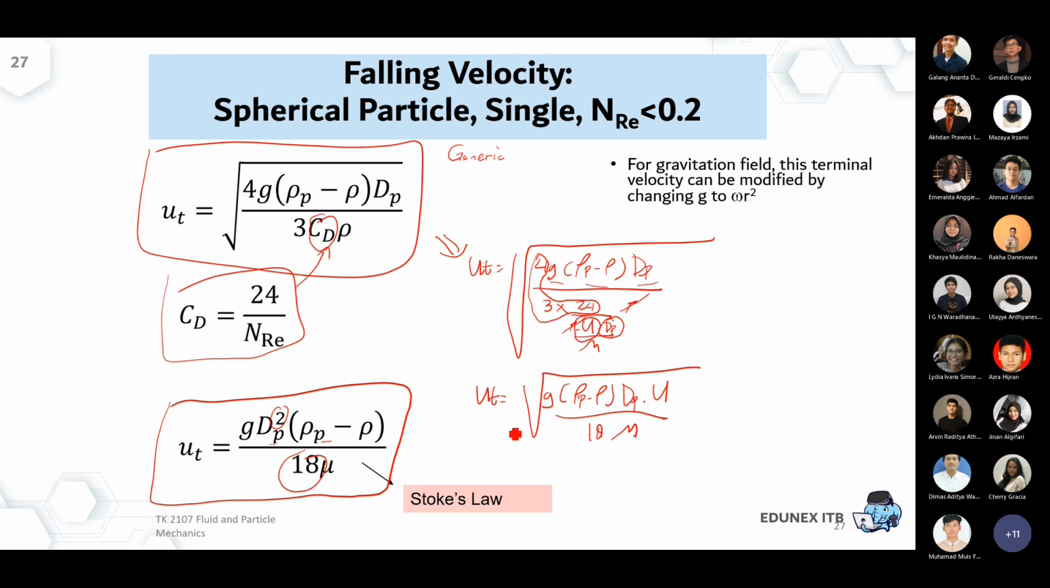Then you give a square at both sides of the equation. UT square is equal to, now the square root is left open, rho P minus rho dP square per 18 mu. The final step, first order of velocity, second order of velocity. So that's our correlation for a laminar. Any question?